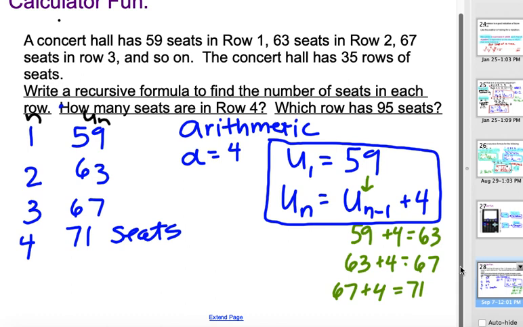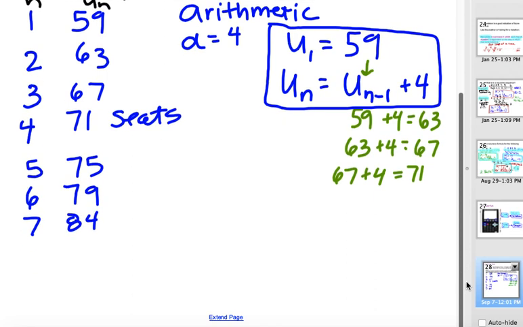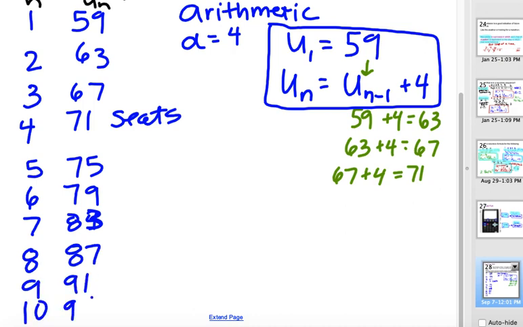Well, I could certainly just keep going on with my pattern here till I get up to 95. Let's see. The fourth row has 71. The fifth row will have 75, 79, not there yet. Seventh row will be up to 83. Eighth row will go up to 87. Ninth row will have 4 more at 91. It looks like in the 10th row, there are 95 seats.